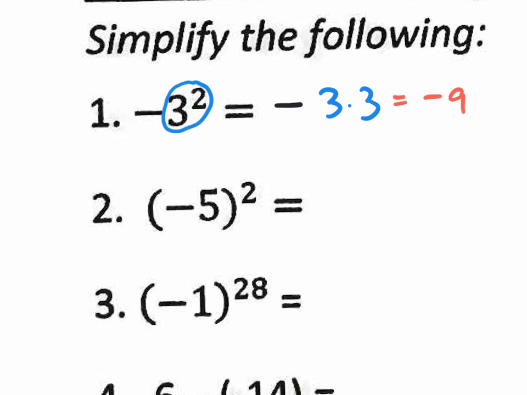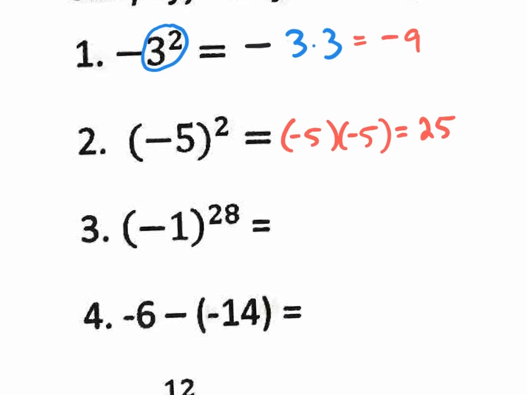Now, it's a totally different story if you actually have those parentheses including that minus sign. So right here, the base really is negative 5. And when I write it 2 times, negative 5 right here, negative 5 right there, then I really do have negative 5 times negative 5, which is positive 25. Moving on to number 3.